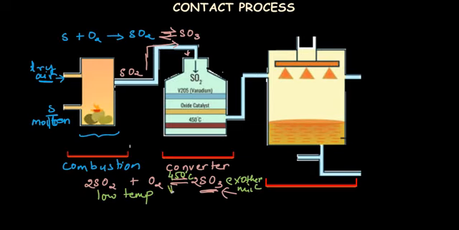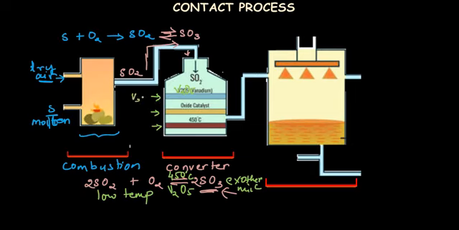Other than that, the most important catalyst is V2O5, that is vanadium pentoxide. Vanadium pentoxide is used as a catalyst in this reaction, and you can see here these are the plates of V2O5, which are perforated plates fitted inside the converter.